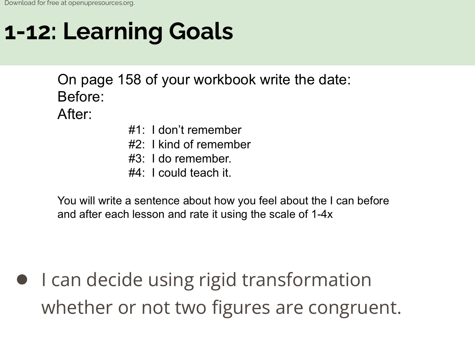Go ahead and give yourself a number, so 1 through 4. So 1, I don't remember. 2, I kind of remember it. 3, I do remember it. 4, I can teach it to my friend. And write yourself a sentence. Hey, I feel okay with this. I don't remember what congruency means. Those kind of things that we'll be able to go ahead and do a reflection on this I can statement.